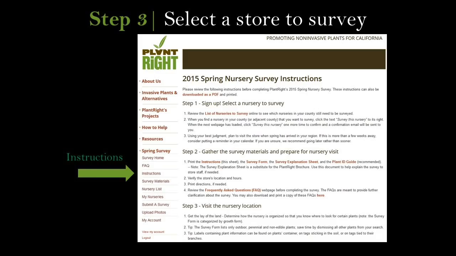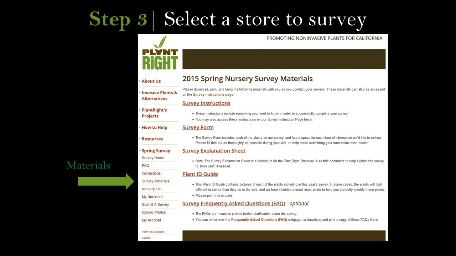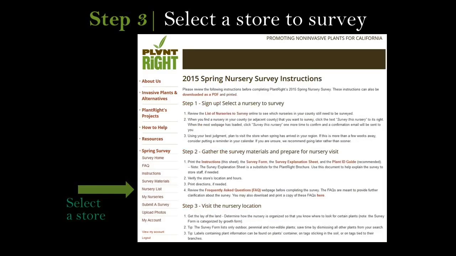Now, after passing that quiz, you'll be taken to the instructions page, which really can serve as your home base on our website. You can access it through the instructions link in the sidebar, as shown by this arrow. This page walks you through each stage of the survey process, and it includes links to all of the relevant materials that you'll need. You can also find these materials in the Survey Materials link, also in the sidebar. Now you'll see in this screenshot, your first step is going to be to select a store to survey.